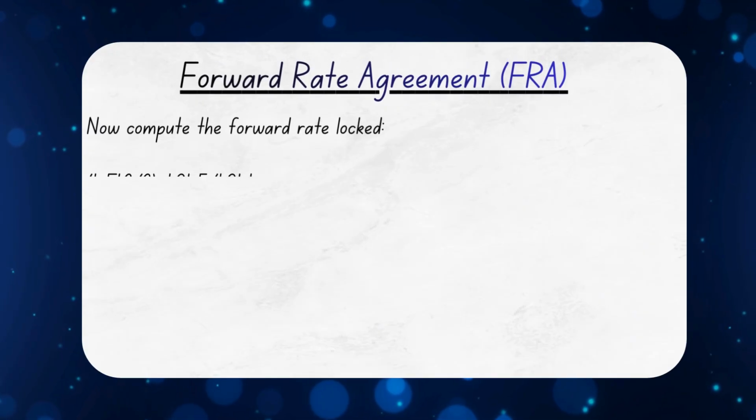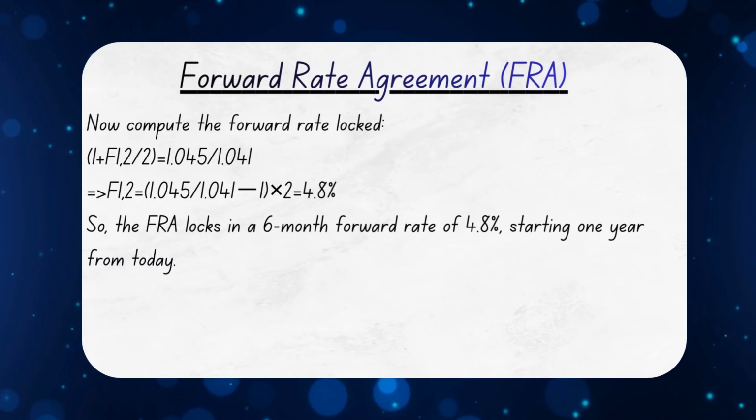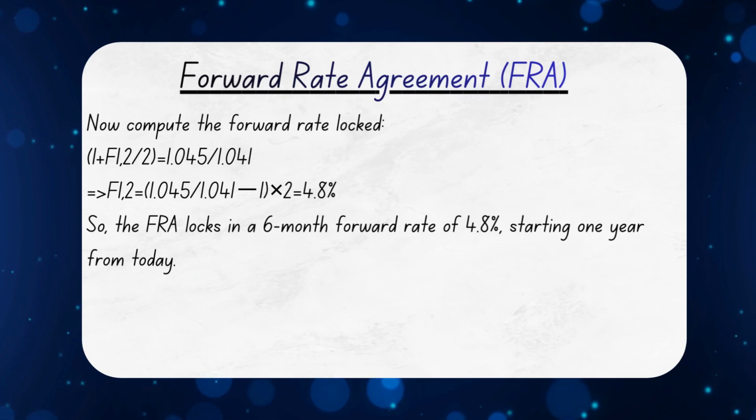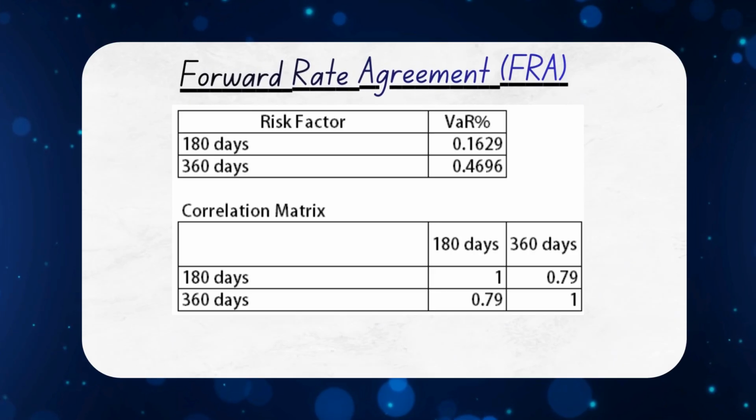Next, we figure out the forward rate. We compare the 12-month growth with the 6-month growth. Using the formula, we get 4.8%, so the FRA locks in a 6-month rate of 4.8%.